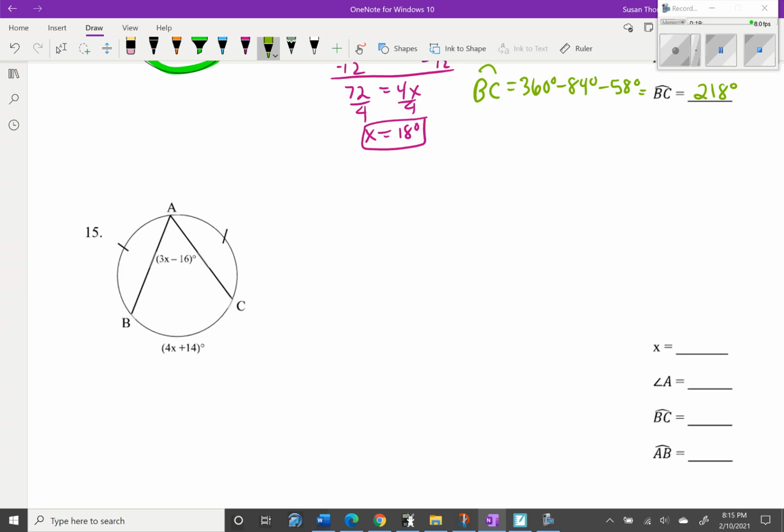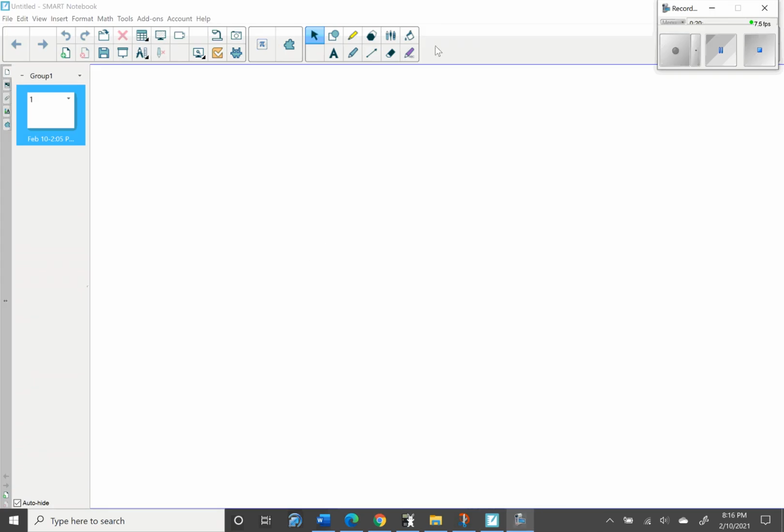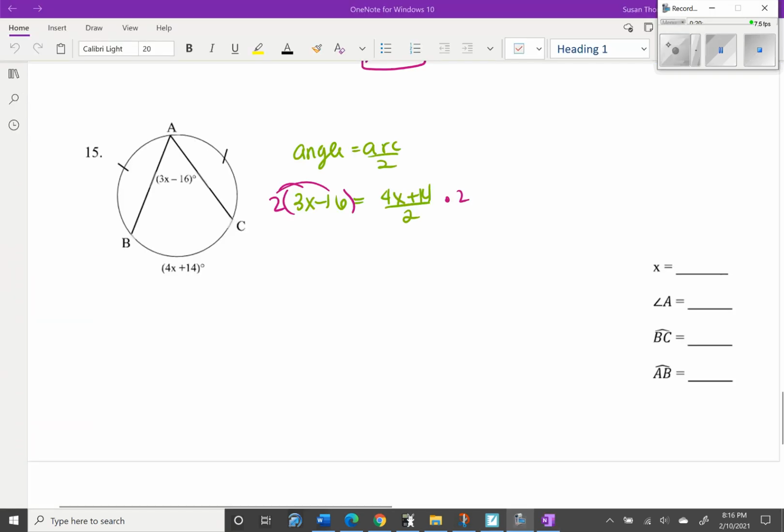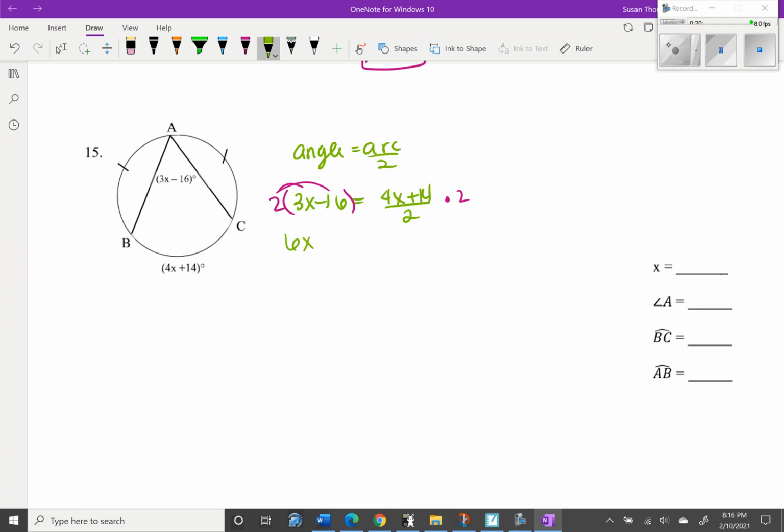So before we do that, we can solve for x because we have the angle equals the arc divided by 2. The angle is 3x minus 16 equals the arc, which is 4x plus 14 divided by 2. So multiply both sides by 2 first. We're going to have to distribute that 2 to each of these terms here. So when we do that, we get 6x minus 32 equals 4x plus 14.